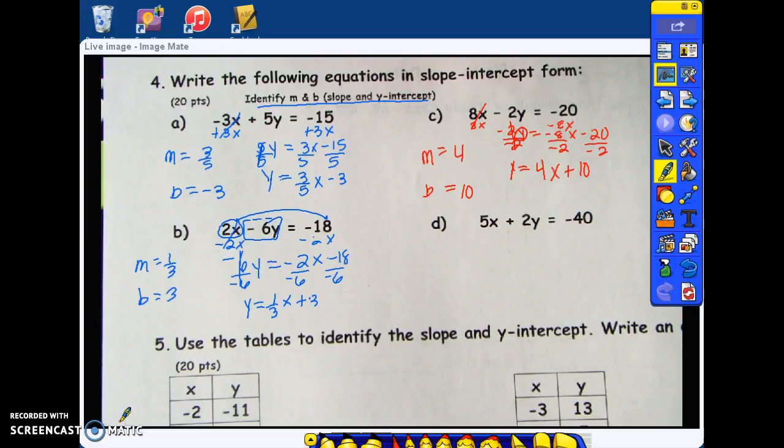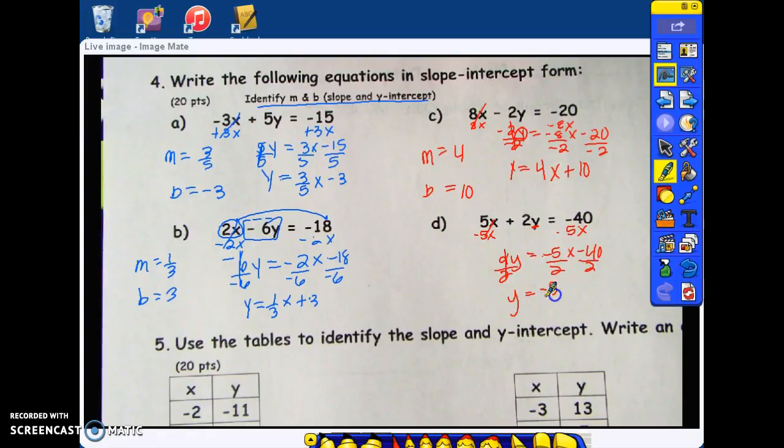For D, we have the same thing. We're going to subtract 5x from both sides because I want to get this y by itself. Bring everything else down. 2y equals negative 5x minus 40. I divide by 2 for every number. 2 divided by 2 is 1. That leaves me with y.